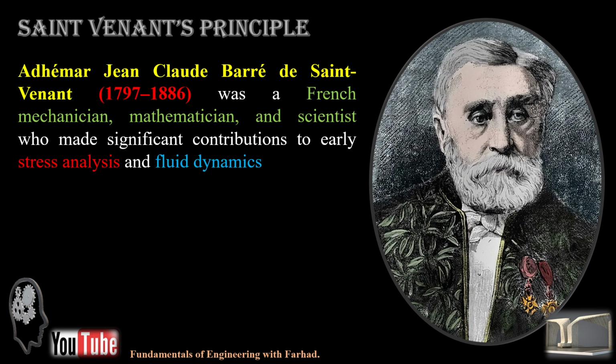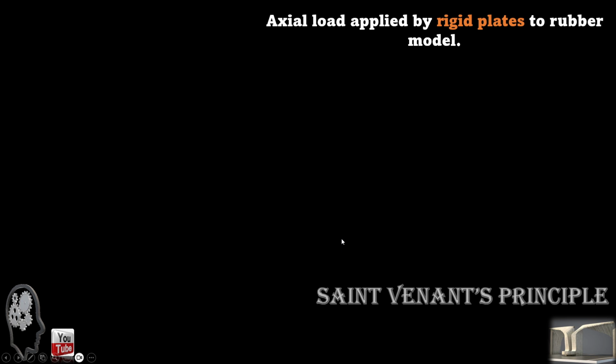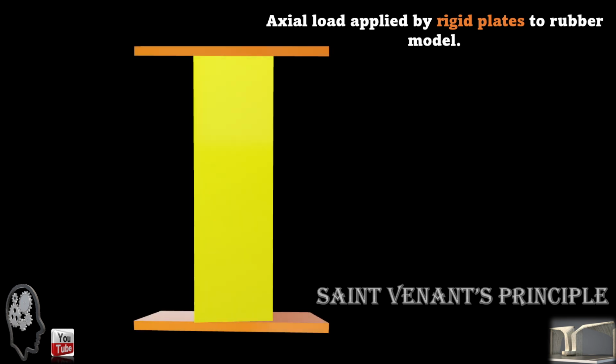Jean-Claude Barré de Saint-Venant, late 18th century to late 19th century, was a French mathematician and scientist who did a great job in early stress analysis and also fluid dynamics. He has a very well-known principle in stress analysis, Saint-Venant's principle. It says that if we have an axial load applied by two rigid plates to a rubber model, the two rigid caps let the stress be almost evenly distributed in the rubber model.